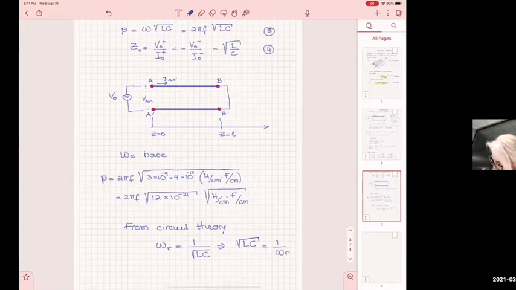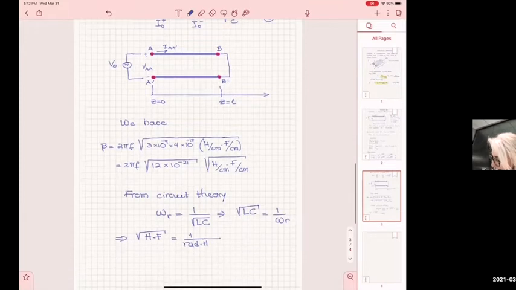omega sub r, which means the square root of the units of Henry times Farad is practically 1 rad per second, hertz. Okay, these are the units from circuit theory. But I will state this here, and then I will find some reference for you.